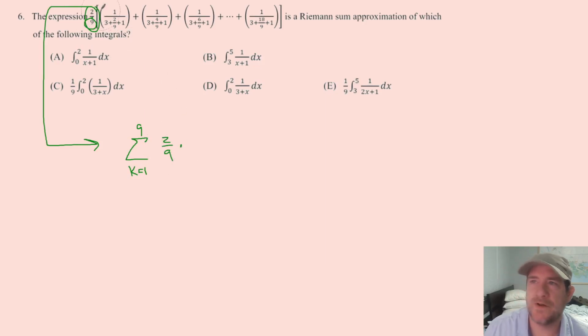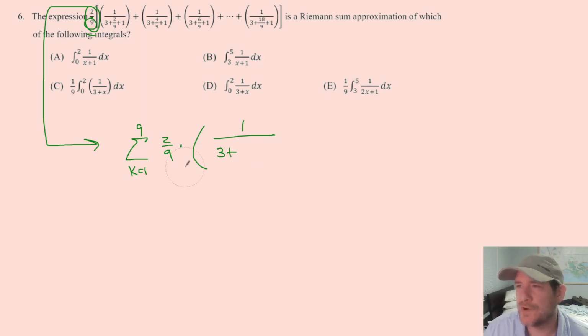Then what's going on in all these other terms? Well, I see a 1 over a 3 plus a 2 over 9, a 4 over 9, a 6 over 9. So that is our delta x times k. So how would we write that? Well, our width is 2. So 2k over 9, of course. But then there is this plus 1 on the end, that one little plus 1.